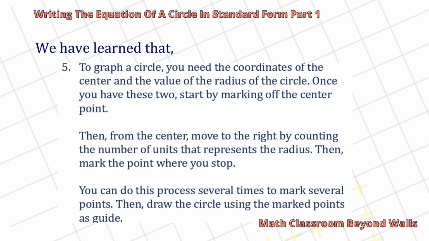Finally, to graph a circle, you need the coordinates of the center and the value of the radius of the circle. Once you have these two, start by marking off the center point. Then from the center, move to the right by counting the number of units that represents the radius. Then mark the point where you stop. You can do this process several times to mark several points. Then draw the circle using the marked points as guide.